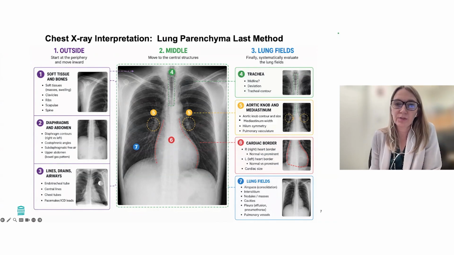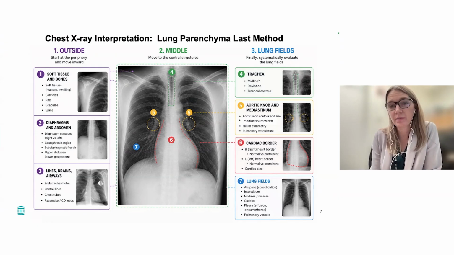Then you want to move to the hilum. You should be able to follow the curve of the aortic arch. You want to assess the mediastinum. Are the hila symmetric? Is the pulmonary vasculature normal or more prominent than it should be?